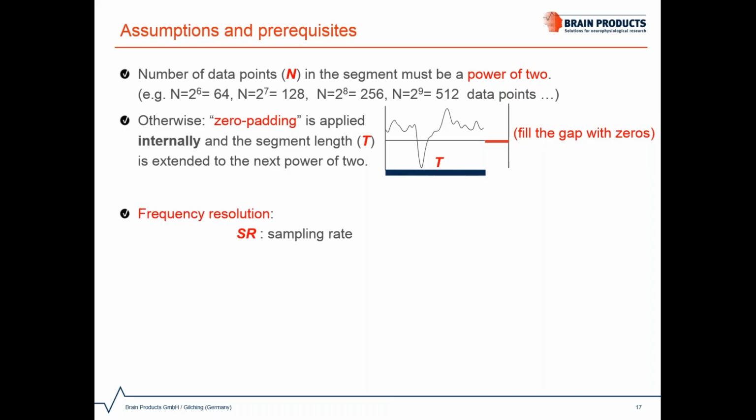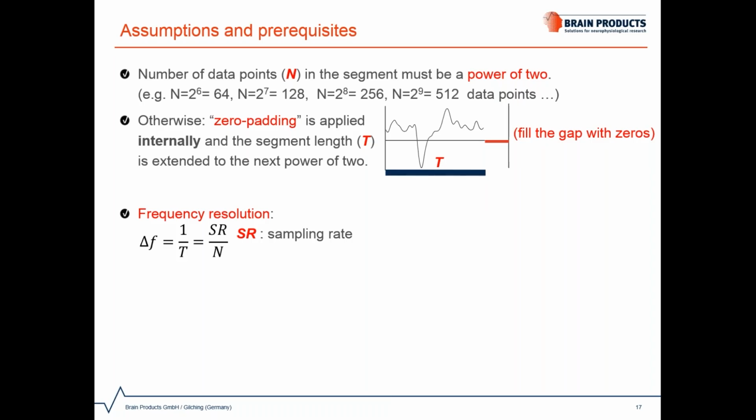We have discussed that the sampling rate will constrain the range of frequencies that we can evaluate. But in addition to that, the sampling rate also introduces another constraint to the frequency resolution, which is given by the sampling rate divided by the number of data points, n.